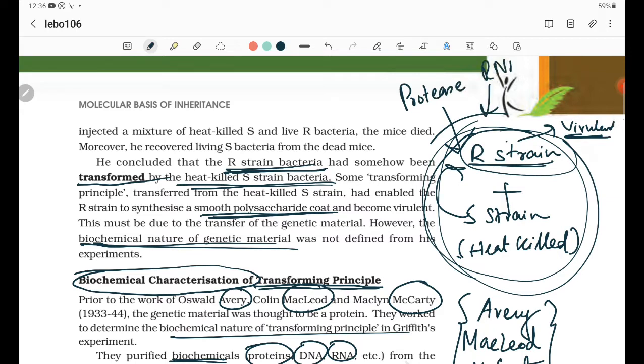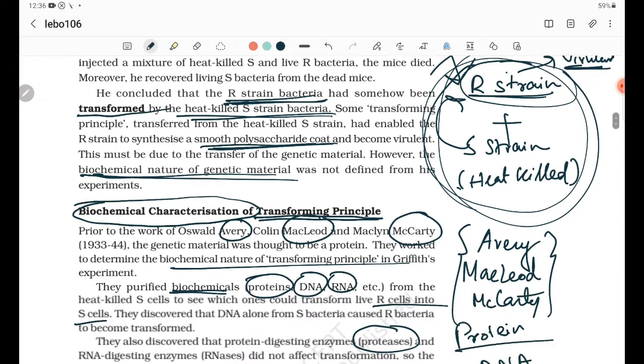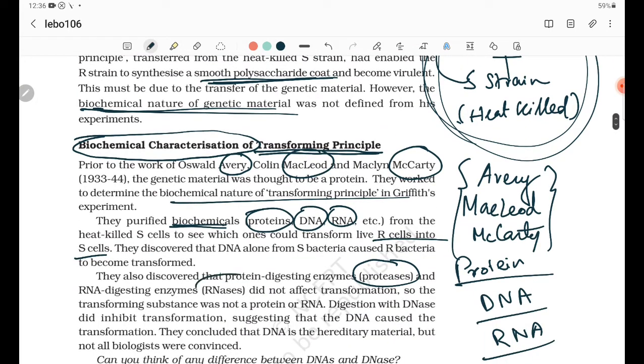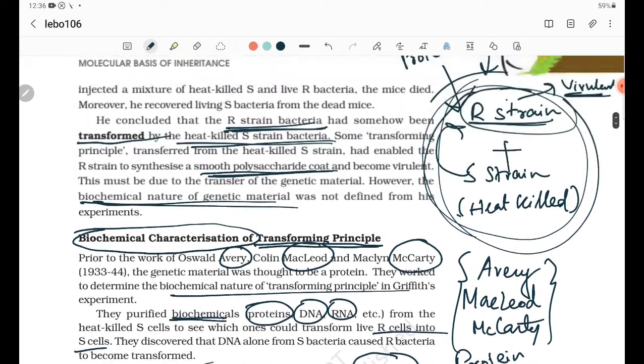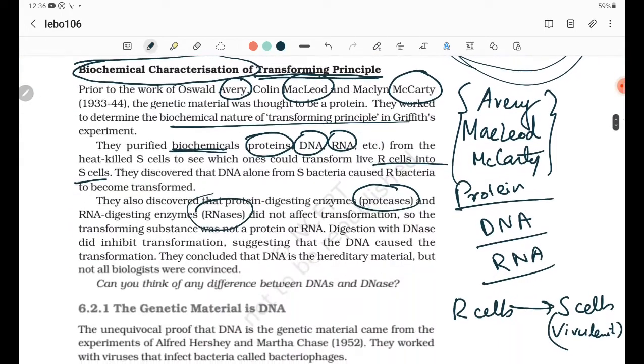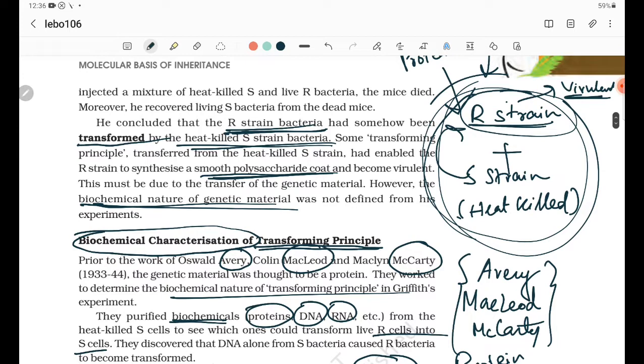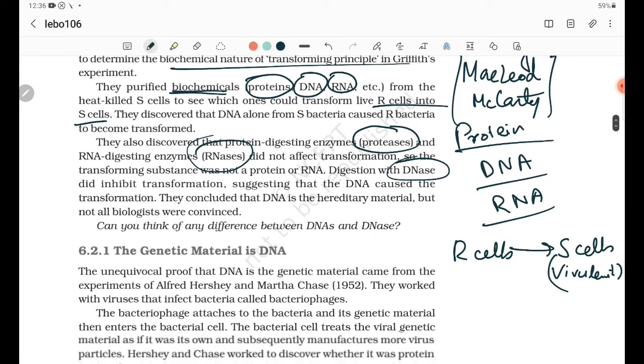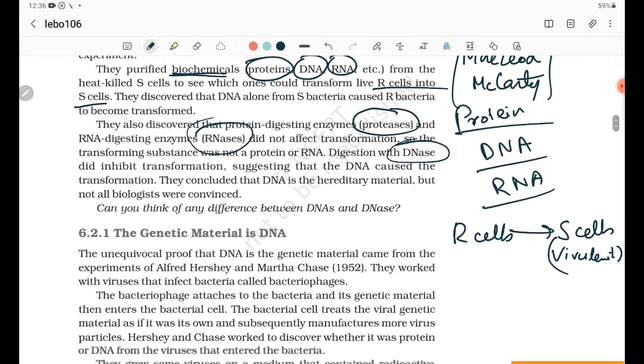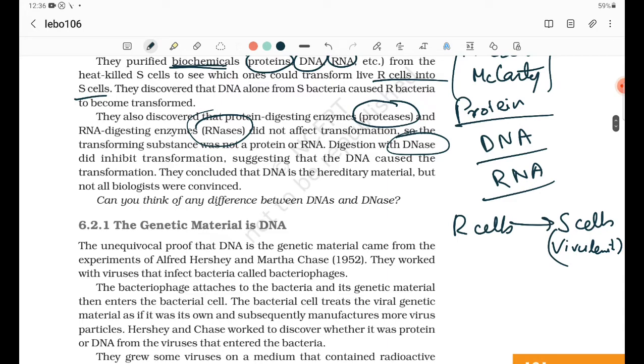When RNase was given, what should have happened? This transformation should have stopped, but no, nothing happened. But when DNase was given, DNase will digest the DNA. Then actually this process was stopped. Now heat-killed S strain was not able to transform R strain. That means DNA caused the transformation. So DNA is the hereditary material.